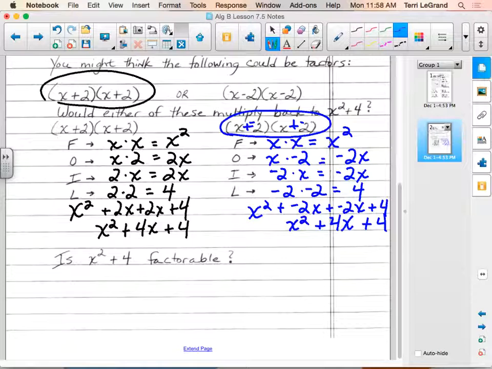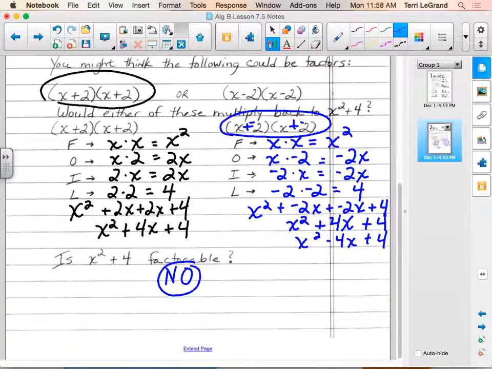And now I gotta clean it up. So let's see if now it'll look like it maybe. Still doesn't, does it? So is x squared plus 4, can we factor it? No. It is not factorable. It's a big fat no.